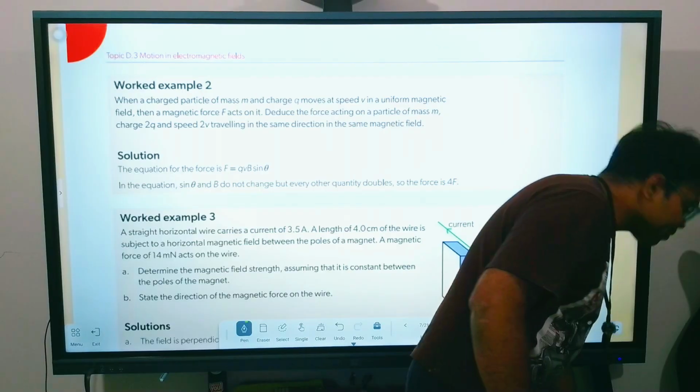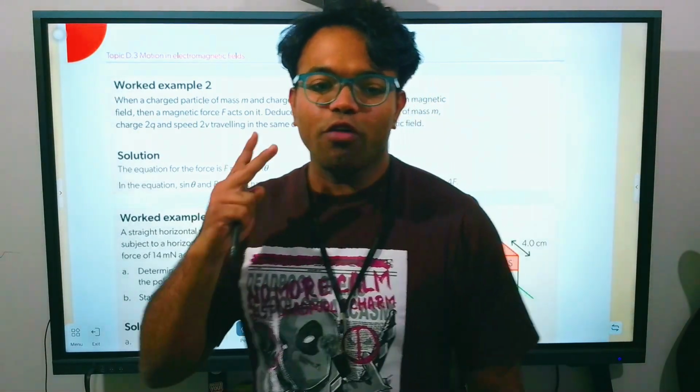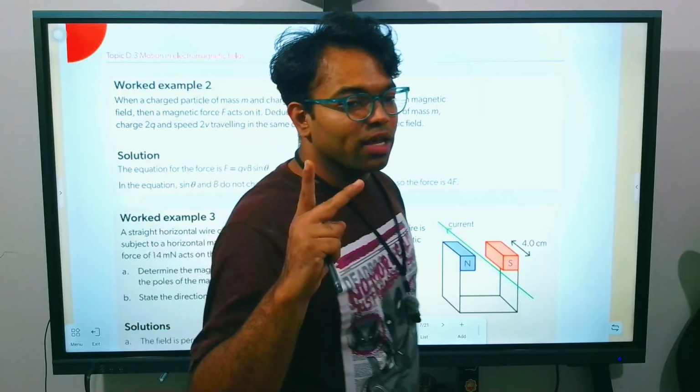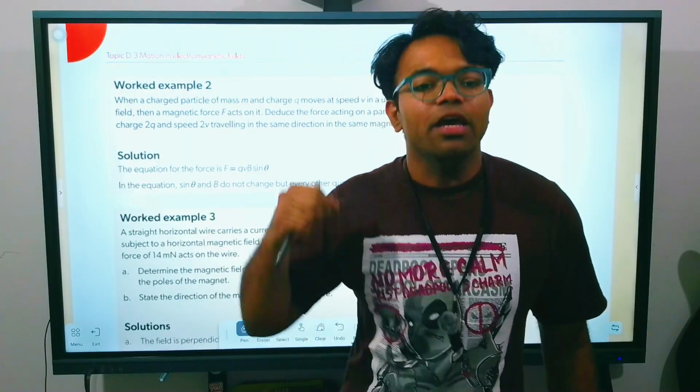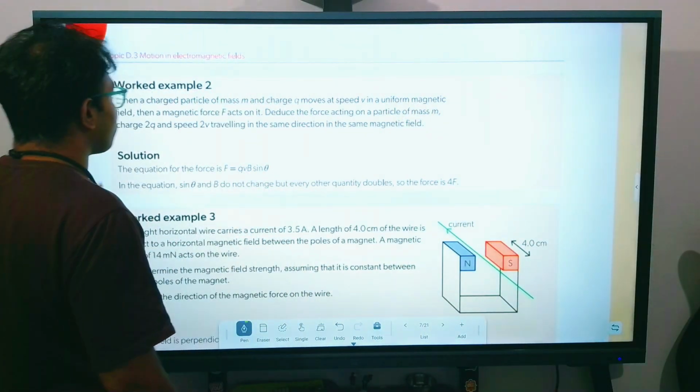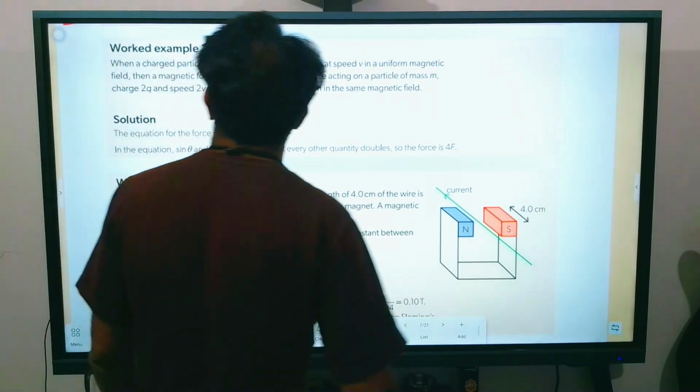Next. So we have learned two formulas for force. One is ILB sine theta and one is QVB sine theta. Using this knowledge, we are going to solve some problems. Now, worked example 2.